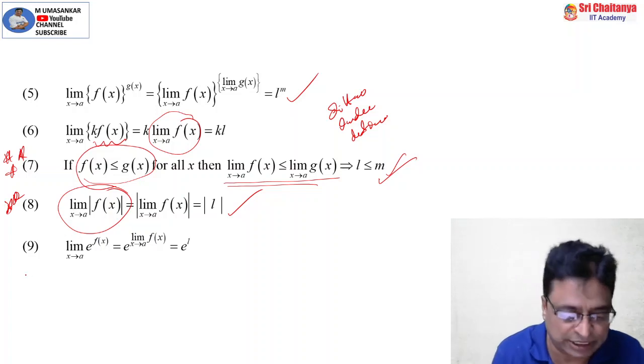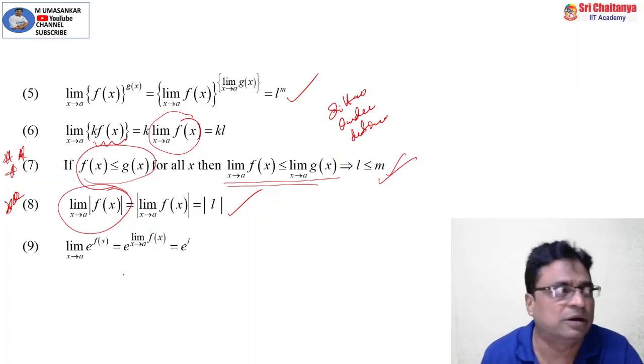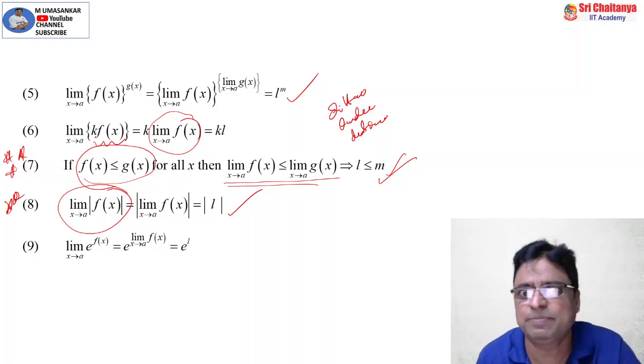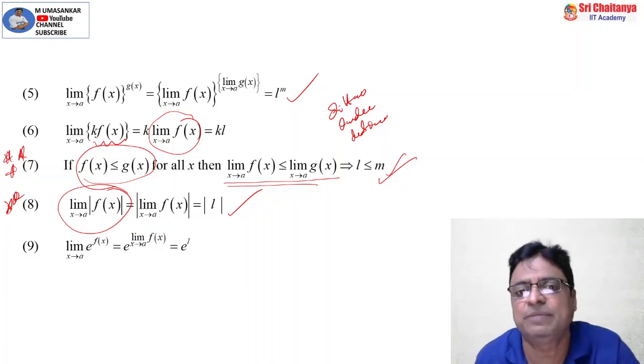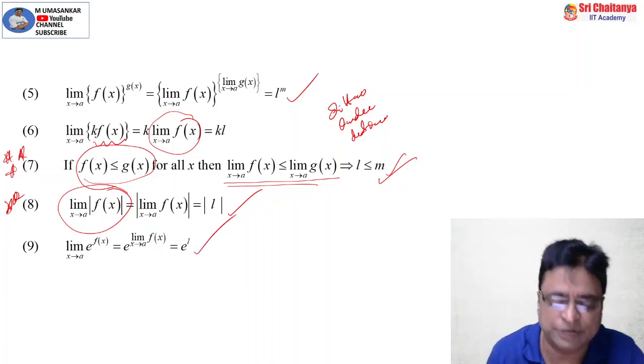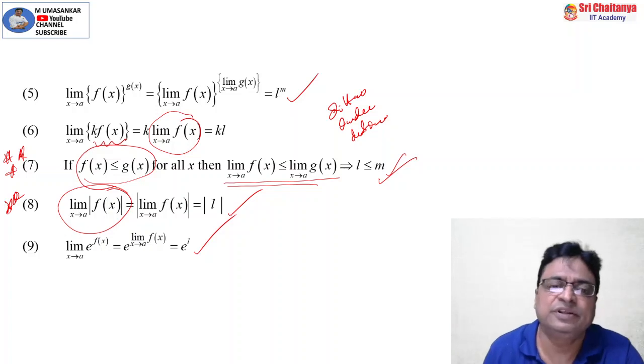Now coming to the ninth property of algebra: limit x tends to a of e power f of x is equal to e to the power of limit x tends to a of f of x, which is equal to e to the power of L. These are the 9 important algebra of functions.